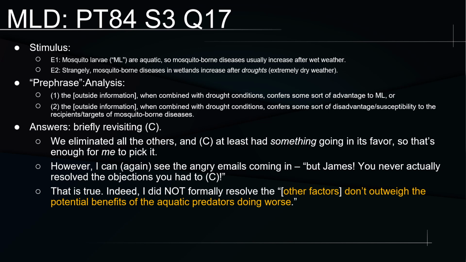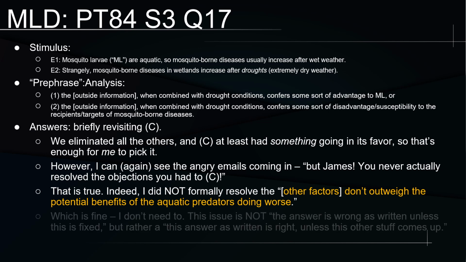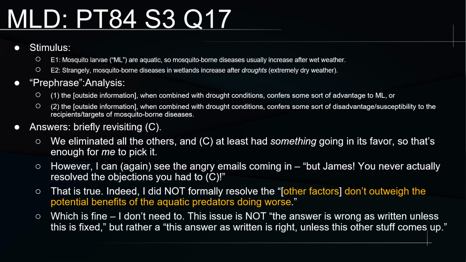I did not formally resolve the potential complication that we were just assuming that other factors don't outweigh the potential benefits of the aquatic predators doing worse. I didn't resolve that. I didn't say that we know this for sure, which is fine. I don't need to, because again, the issue is not for C. The issue is not, this answer is wrong unless we're told something that makes it not wrong. That's the problem that E had.